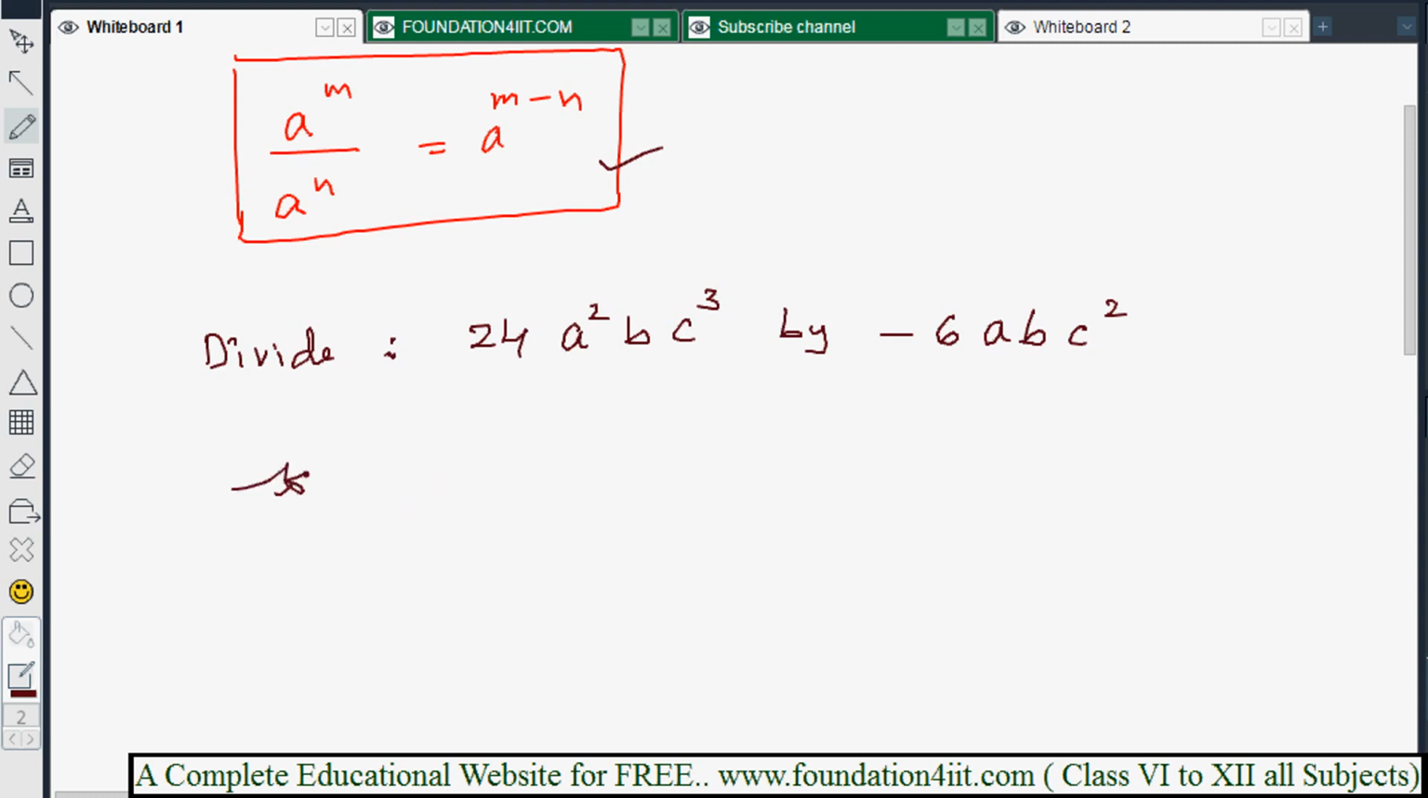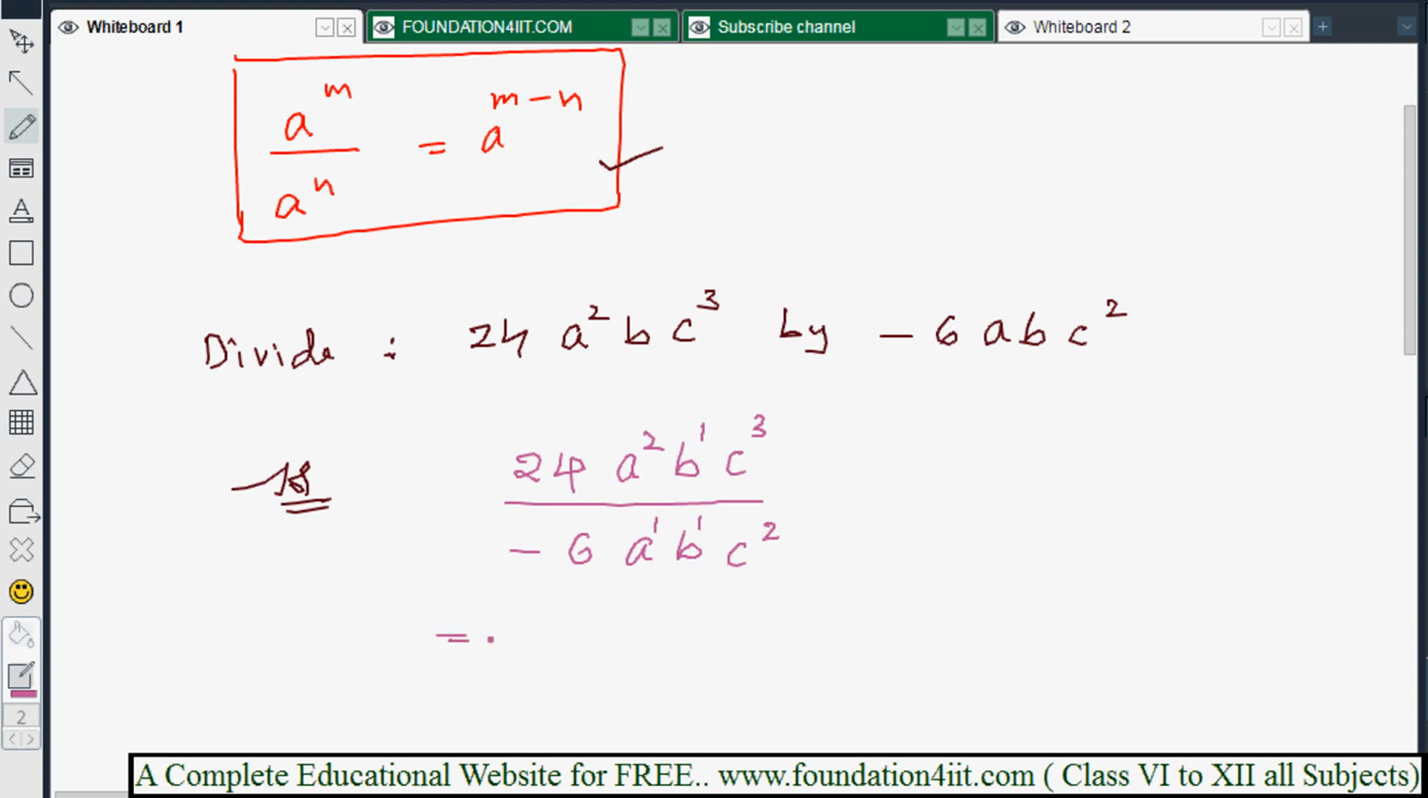When you come to the solution, it's very simple division. 24 a square b c cube. Three variables are here with different powers. b is only 1, which means the power is 1. If the letter is alone, it's power 1. Divide by minus 6 a b c square. b to the power 1 and c to the power 1, we can take like that.